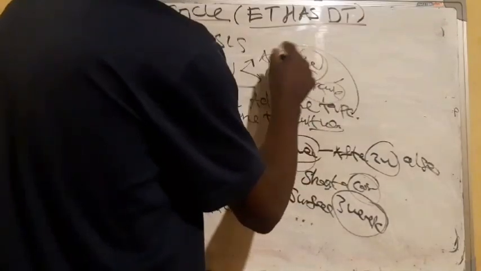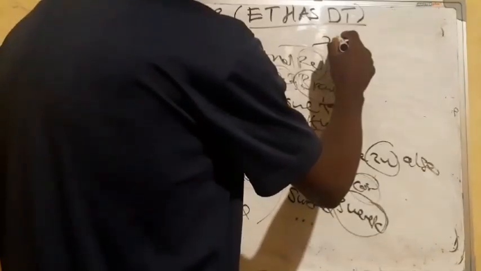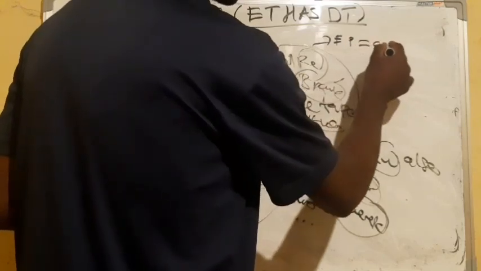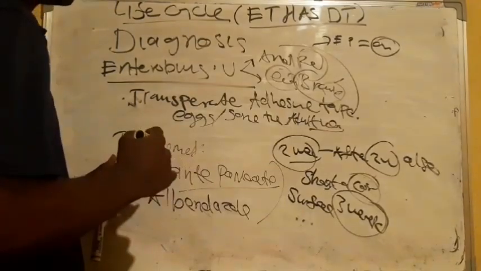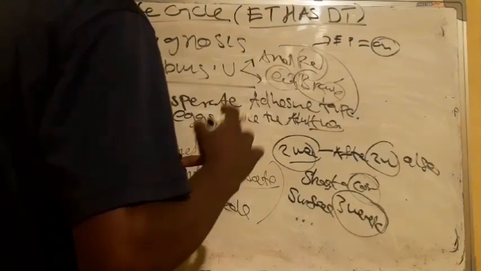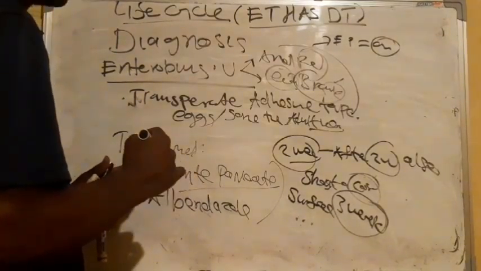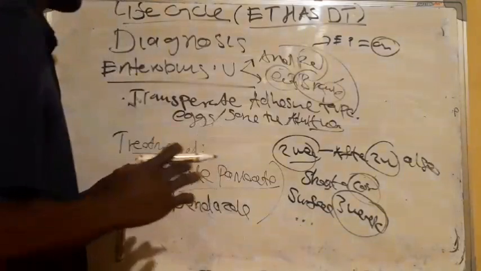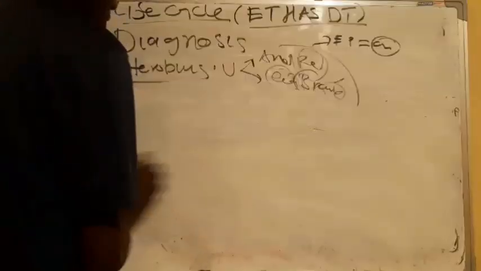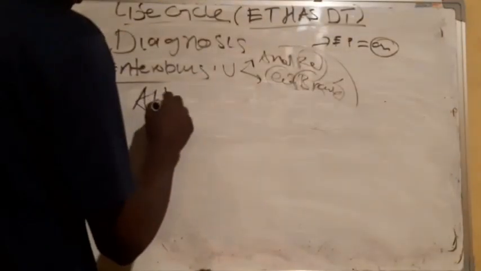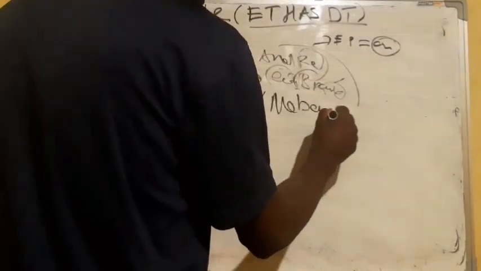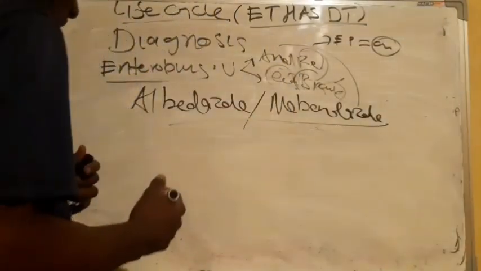And it is advisable also for the entire people who live in that house to be on the course, because it is possible that since it can stay on clothes for 3 weeks, there is a possibility that even those people around the patient can have this enterobius. What of the treatment? We can use albendazole, and mebendazole. Yeah, that's what we can use.